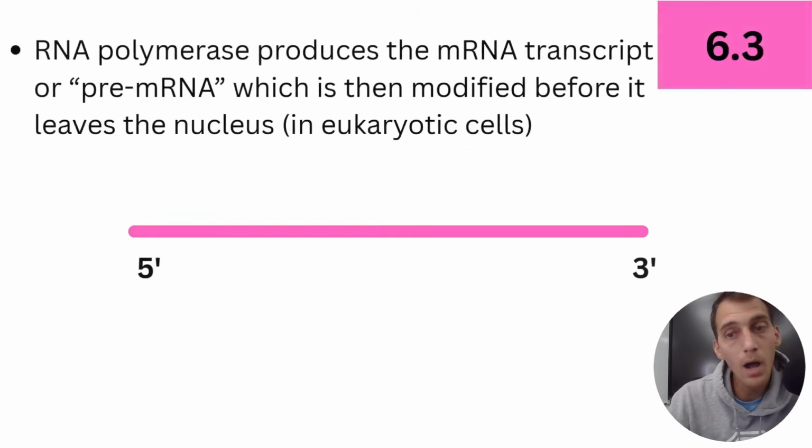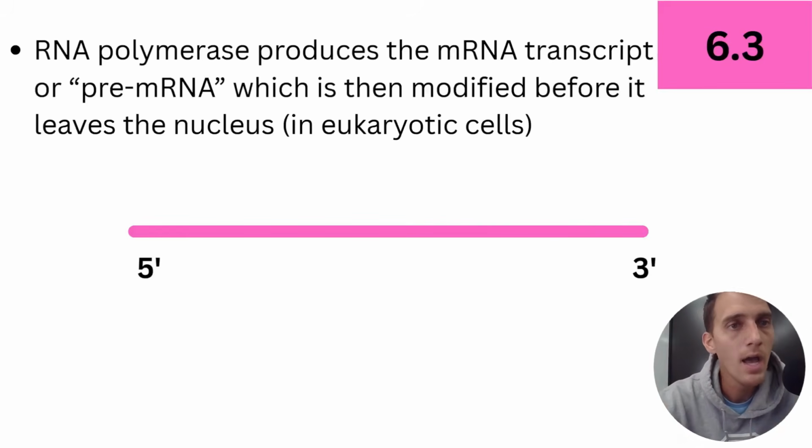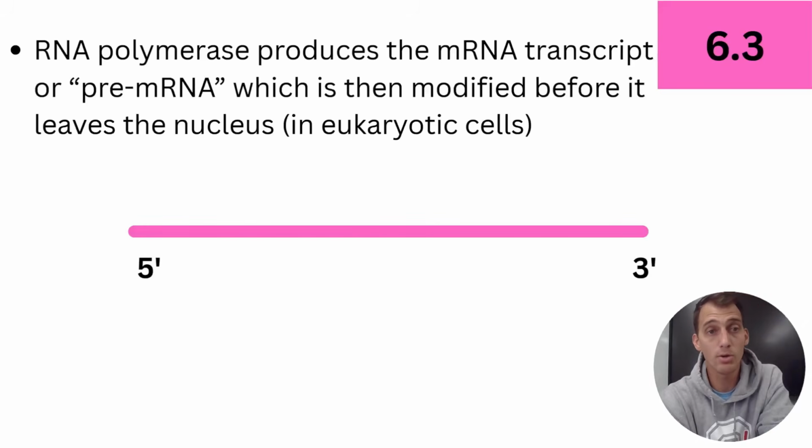All right. Now, here's my primary RNA transcript. I left it pink here. Maybe the pink was the same color as the newly synthesized strand of DNA from last video, but now it's RNA. Just bear with me. Pretend it's RNA now, okay? The pink line is. RNA polymerase produces the mRNA transcript, or what's called the pre-mRNA, which is then modified before it leaves the nucleus, right?